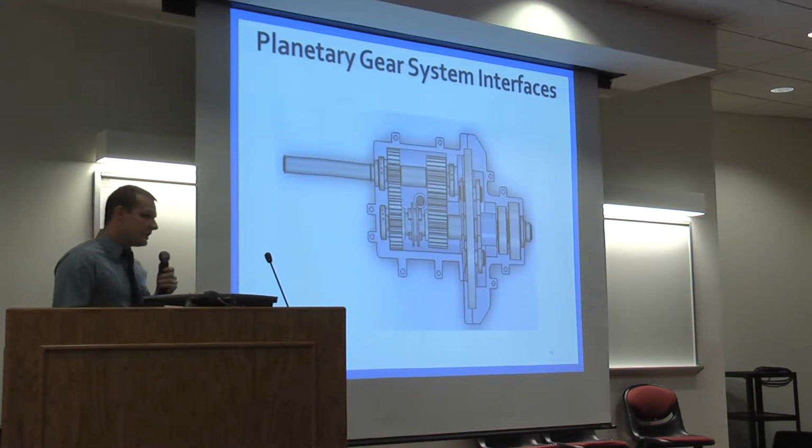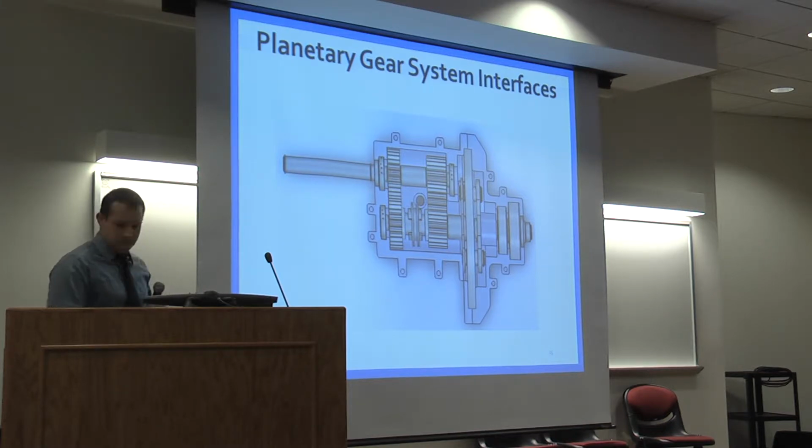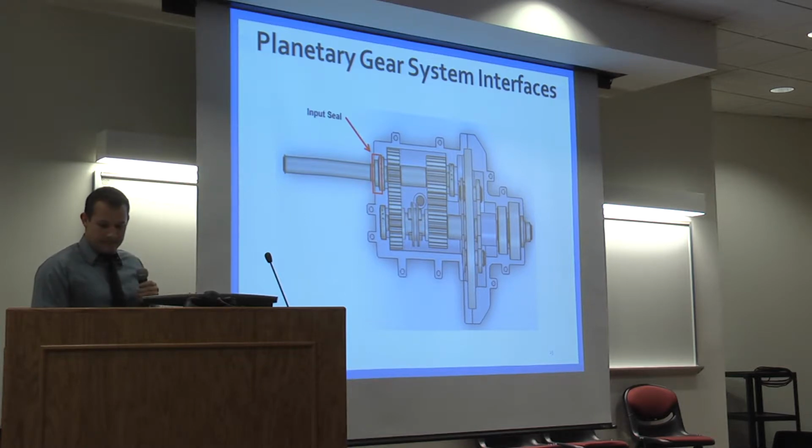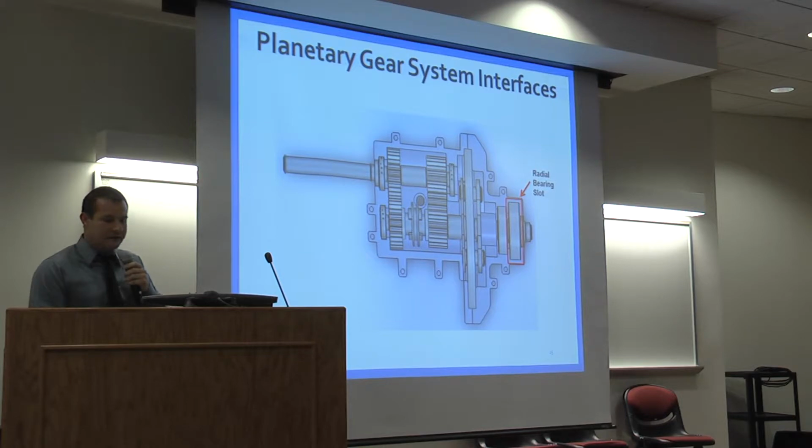When designing the transmission casing, the planetary gear system had a few different interfaces that had to be incorporated with the design. On the input side, there were 3 radial bearing slots, an input seal, a drain plug hole, a stationary ring gear slot, an angular contact bearing, an additional radial bearing slot, and finally an output seal.